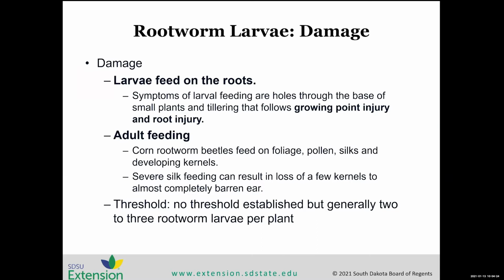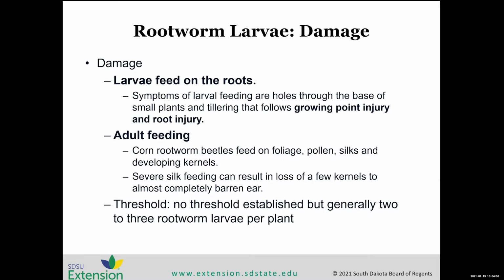Adults, in most cases, aren't a problem throughout the growing season, but if you did have enough larvae down in your roots, you can have a severe outbreak of the adults. The beetles will feed on the foliage, the pollen, the silks, and the developing kernels of your corn plant. And then severe silk feeding can result in the loss of a few kernels to an almost completely barren ear. Again, that doesn't happen often, but it can happen. So make sure you check your field every once in a while and look for that.